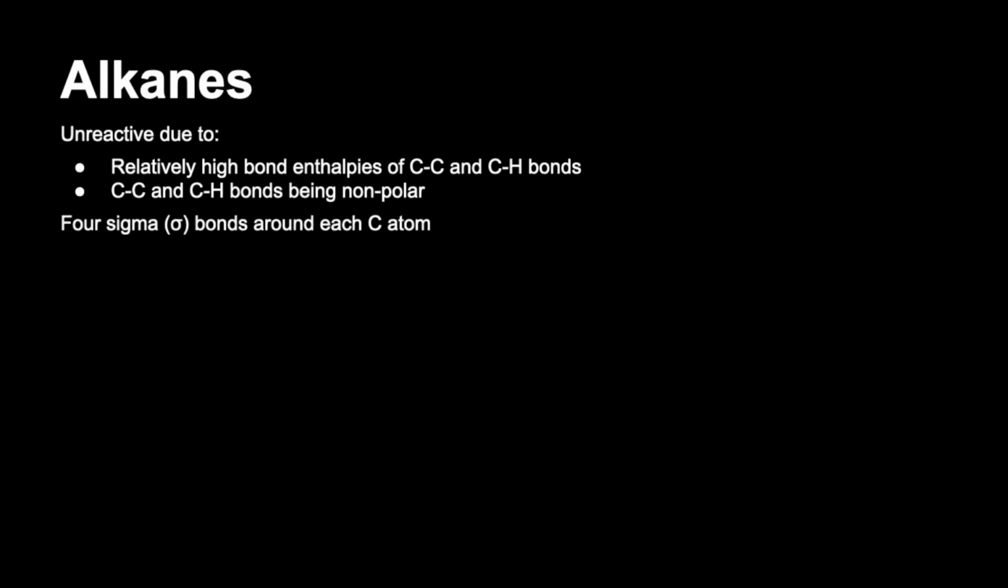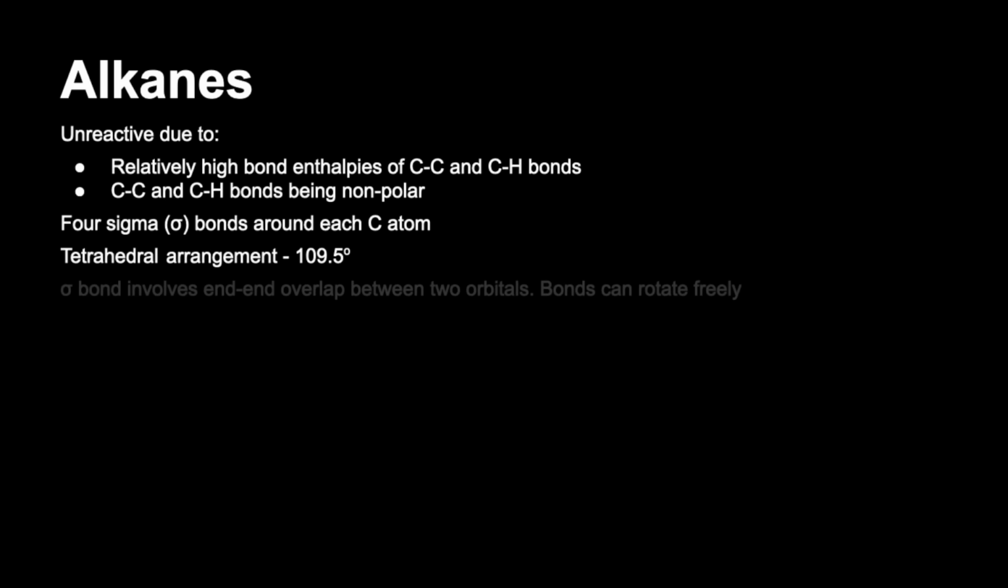You've got 4 sigma bonds around each carbon atom in an alkane, which gives it a tetrahedral arrangement, and the bond angle is 109.5 degrees. Sigma bonding involves end-to-end overlap between 2 orbitals, and because it's along the axis of the bonds, they can rotate freely.